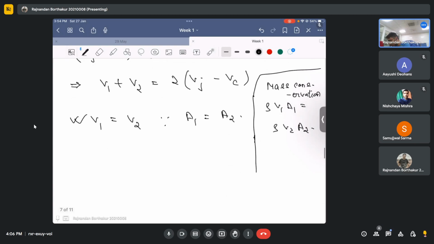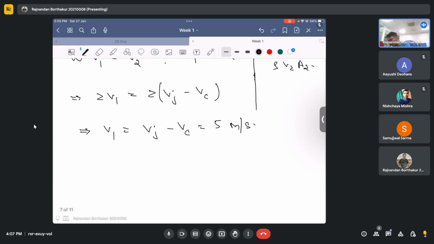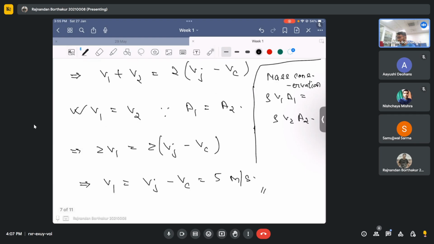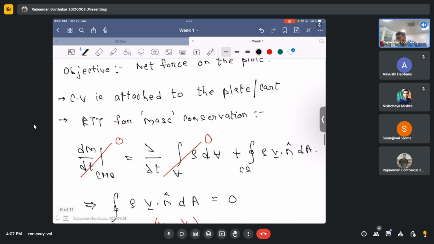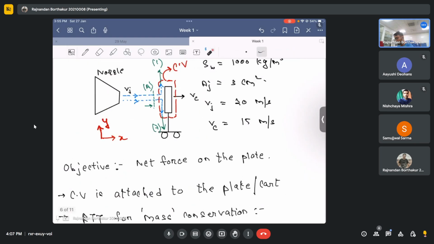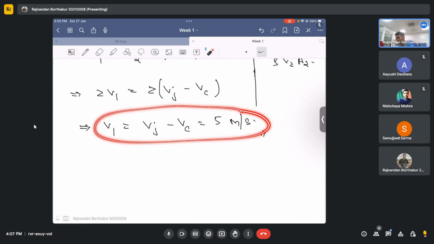So if we do this, we can write 2 times v1, since v1 is equal to v2, is equal to 2 times vj minus vc. And then we get v1 as just vj minus vc. And I think this becomes 5 meter per second. So this is one part of the problem that we solved. I hope this is clear by applying mass conservation. Since Vj is 20 and Vc is 15, Vj minus Vc is just 5 meter per second, as you can see from this step.